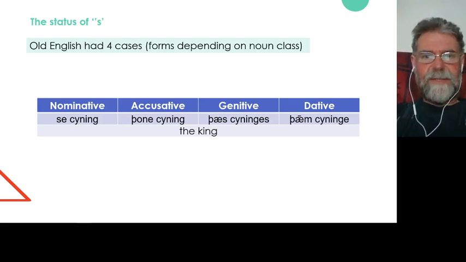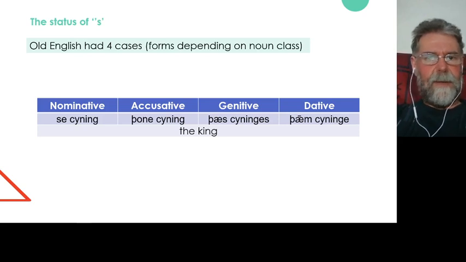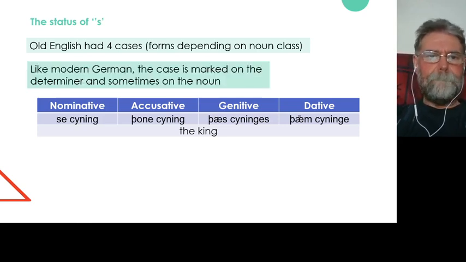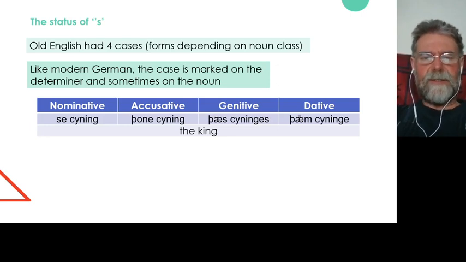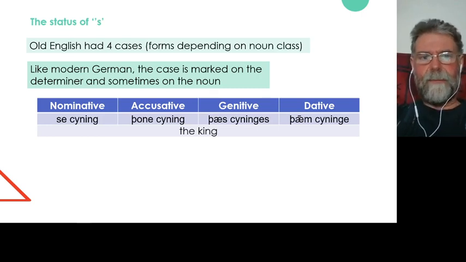Now, again, just like present-day German, it's the determiners which mainly show you which case the noun phrase has, or the determiner phrase has. So they change depending on which case there is. In the nominative, it's se, and in the accusative, it's thone. Genitive is thas, and in dative, it's tham. Okay, so we mark the case on the determiner, but depending again on the noun and the class the noun has, sometimes some of the nouns also have a different form.